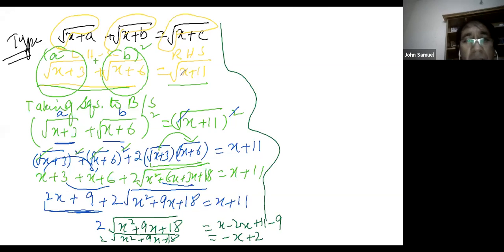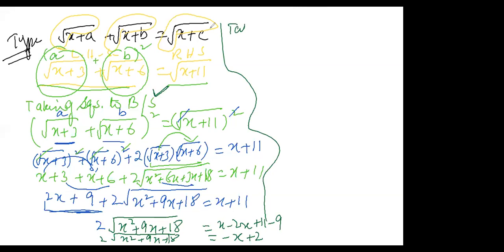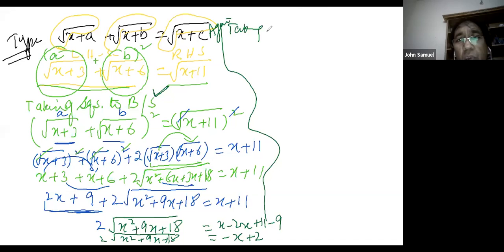So again, remember, very important thing I'm telling you, as I told you in the beginning of the lecture, you have taken the square here, again you will take the square. So taking squares to both sides. Why?